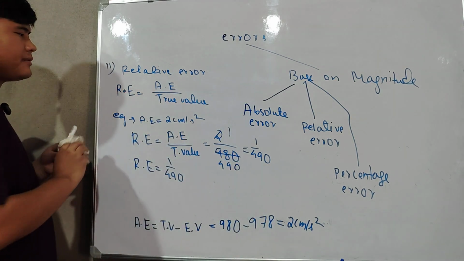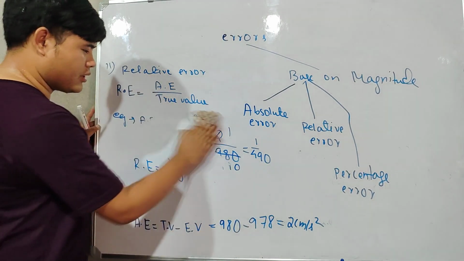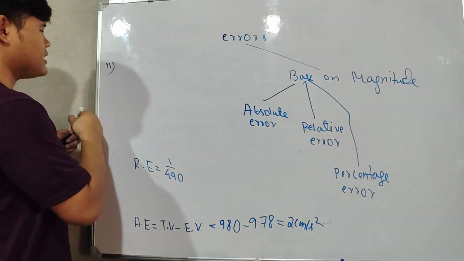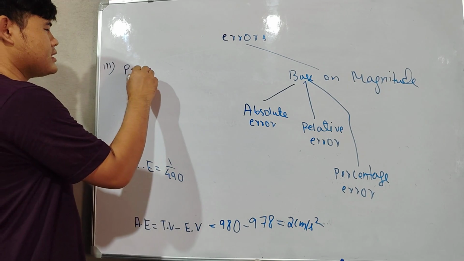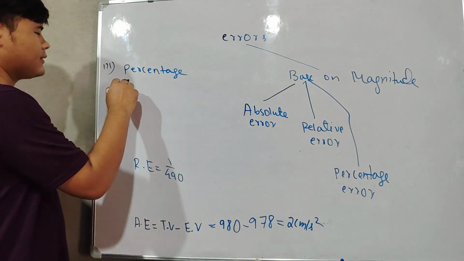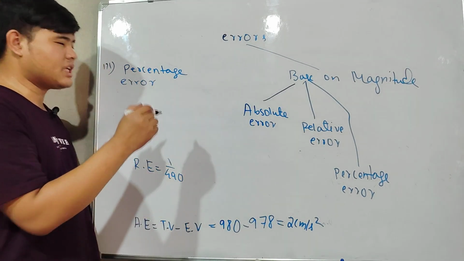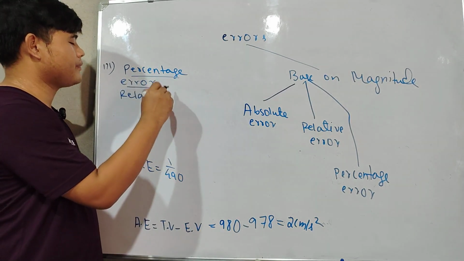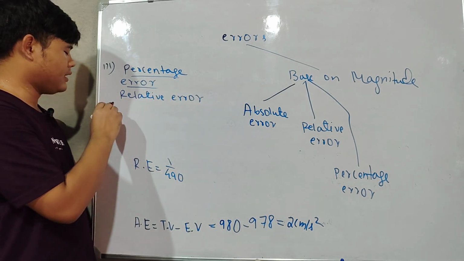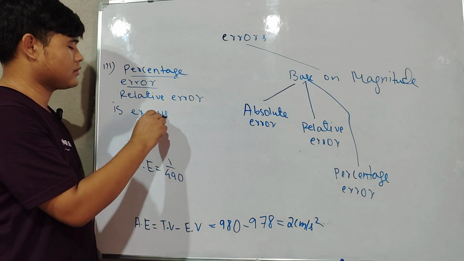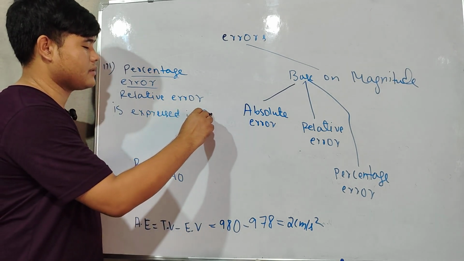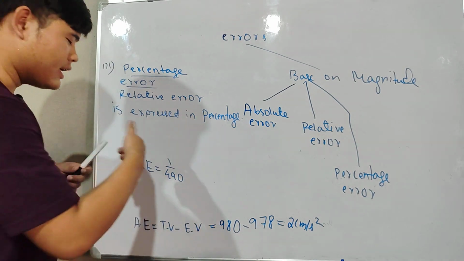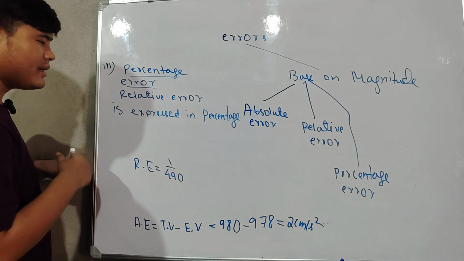Next we have the percentage errors. So relative error, how much did we get? 1 by 490. Now we have the percentage error. Percentage error means what? Relative error is expressed in percentage. Okay, you got it? Relative error is expressed in percentage. That means the relative errors will be expressed in percentage.